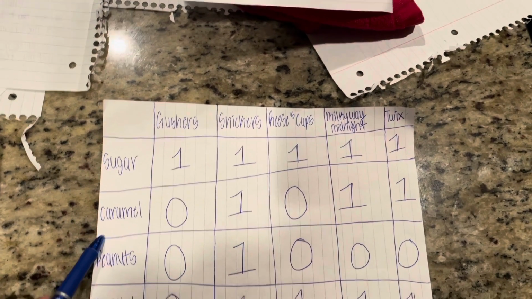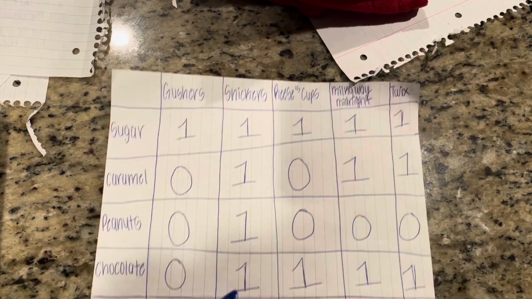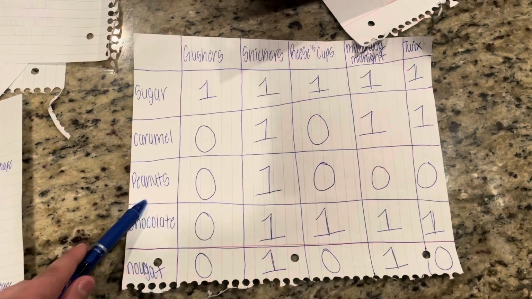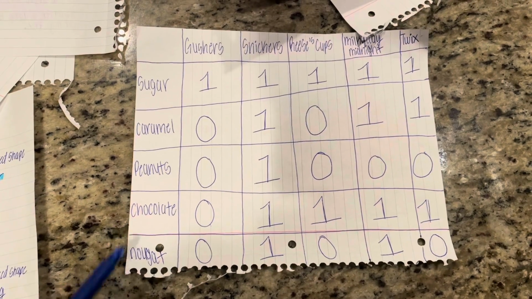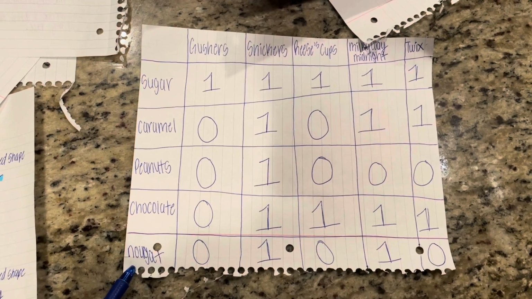For caramel, 3 out of the organisms are made with caramel. 1 out of the organisms has peanuts. 4 out of the organisms are made with chocolate. And 2 out of the organisms have nougat in them.